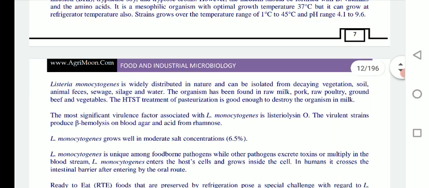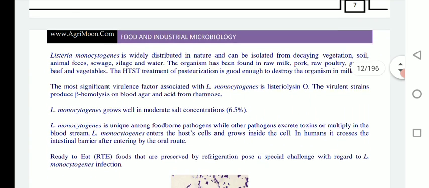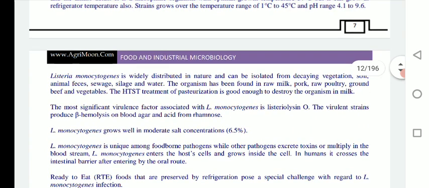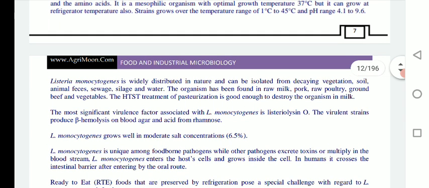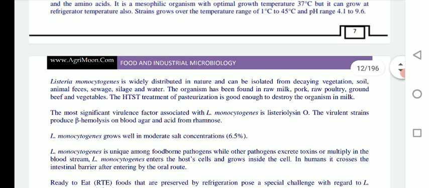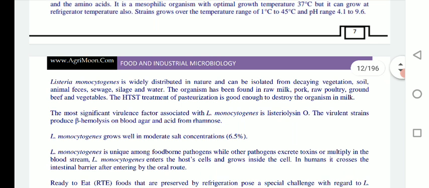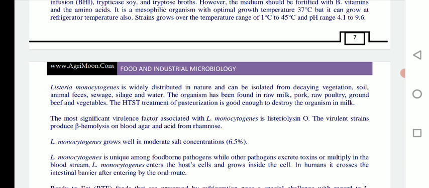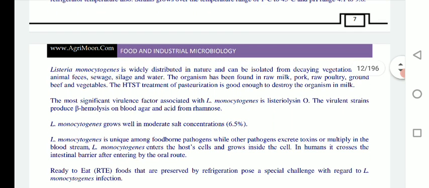Listeria monocytogenes is widely distributed in nature and can be isolated from decaying vegetation as well as soil and animal feces. Then you can isolate the same from sewage, silage as well as water. The organism has been found in raw milk. You can find this bacterium in raw milk as well as pork, raw poultry, ground beef as well as vegetables. The high temperature short time treatment of pasteurization is good enough to destroy this organism in milk.